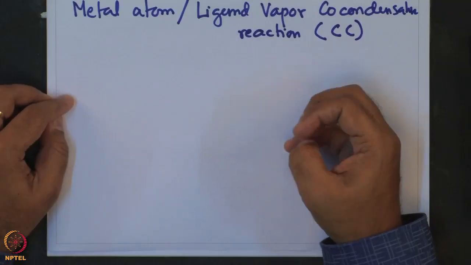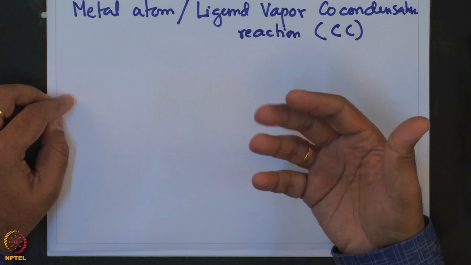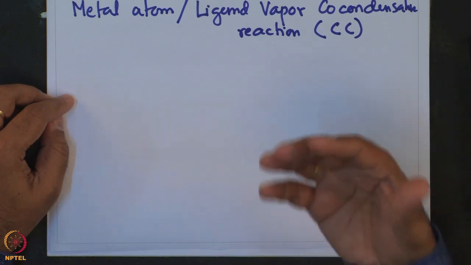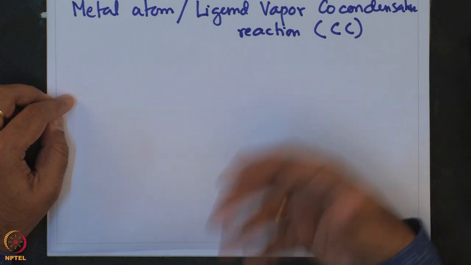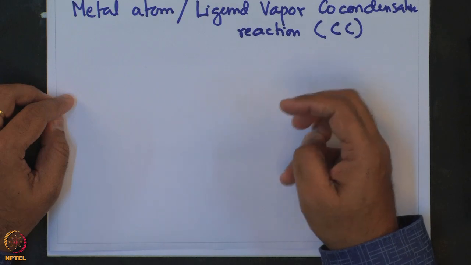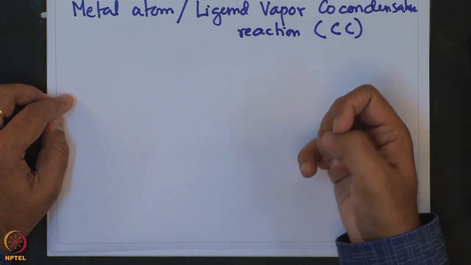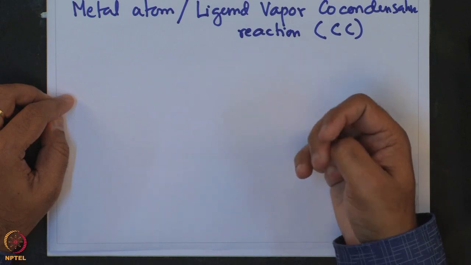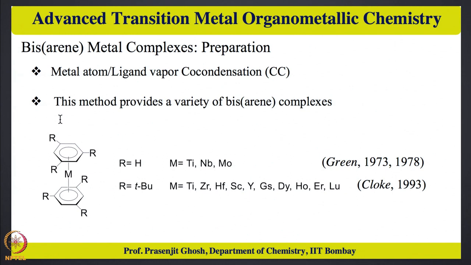Actually, in this method, metal atom in its vaporized state is directly reacted with ligand vapor and then cooled to very low temperature, in which all combinations of compound that can possibly form result, and then after workup each of these compounds is isolated and characterized. This method is very useful for producing a variety of Bis-Arene complexes, which otherwise would be extremely difficult to synthesize, and we are going to take a look at some of the interesting compounds which utilize this method.